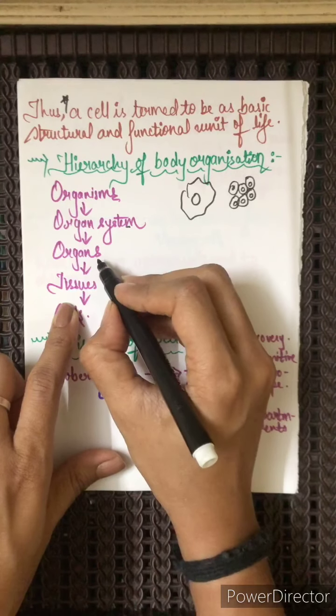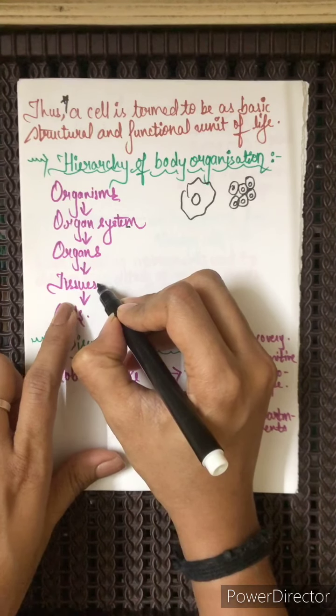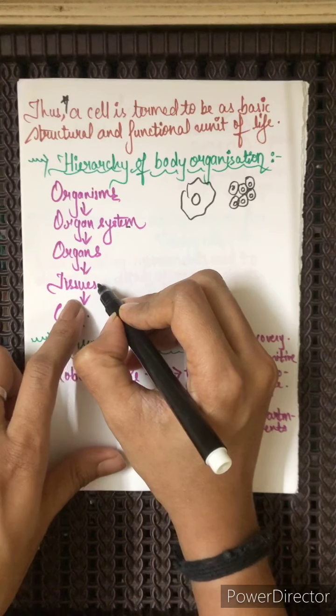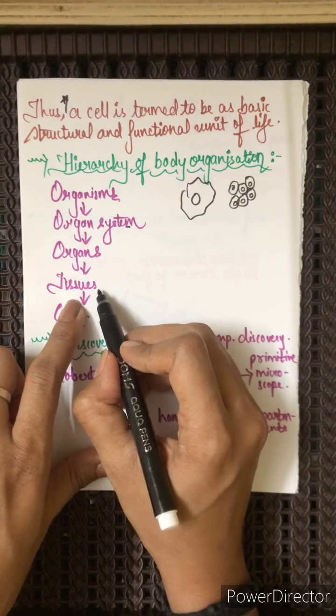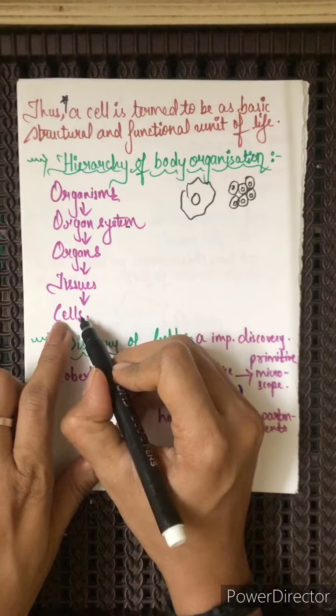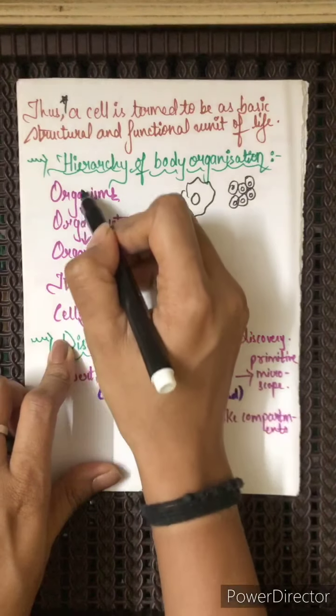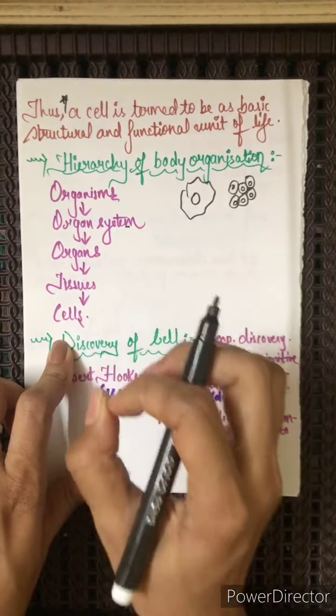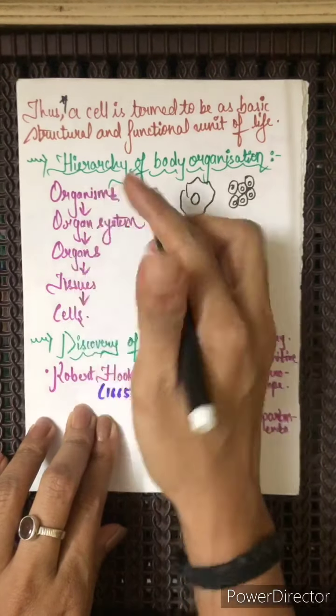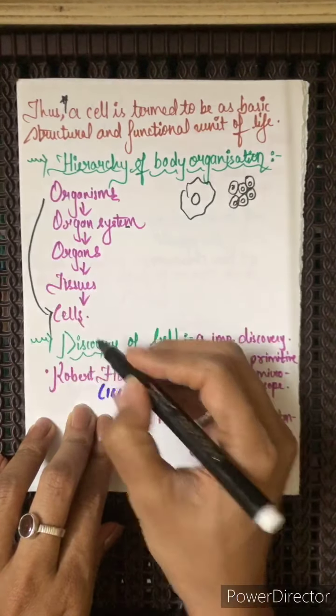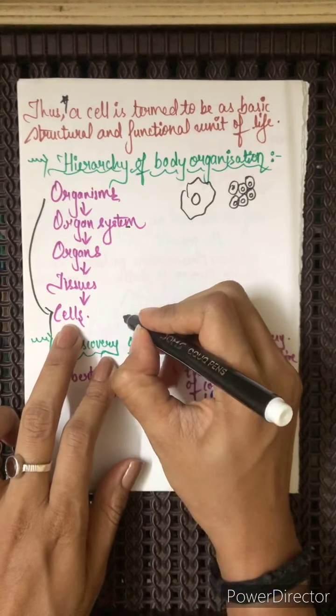The organs are made up of nothing but tissues. And the tissues are made up of what? The cell. So here we can see the hierarchy, as in, the very basic unit of any organism is nothing but the cell.